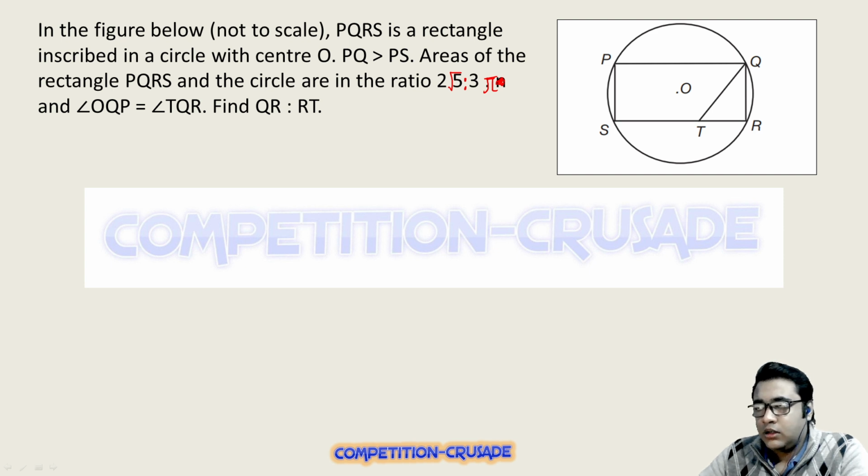In the figure below, not to scale, PQRS is a rectangle inscribed in a circle with center O. PQ is greater than PS. Areas of the rectangle PQRS and the circle are in the ratio 2 root 5 is to 3 pi. And angle OQP is equal to angle TQR. Okay, and you have to find QR is to RT. Interesting.